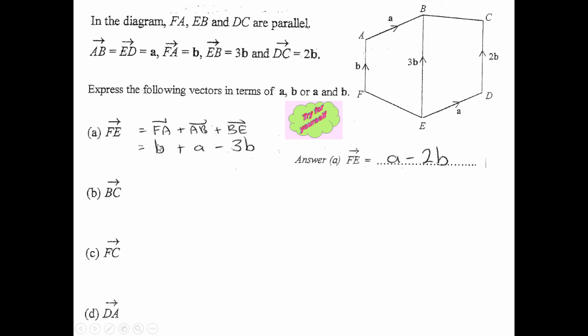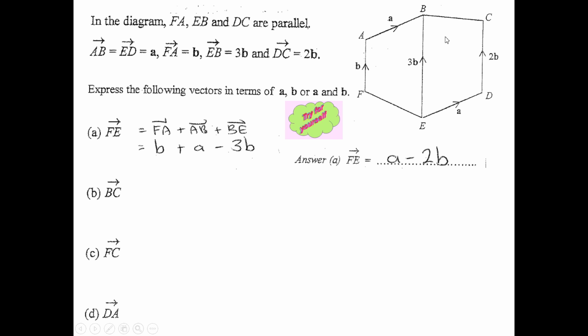Collect your like terms. **b** plus **a** minus 3**b** is the same thing as **a** minus 2**b**. So bold **a**, don't bold the 2 because it's a scalar multiple, and bold the **b** because it's a vector. So **a** minus 2**b** is the resultant vector FE. Sometimes it's handy to draw these in on here, like you might want to draw that on your diagram in case it's helpful for later.